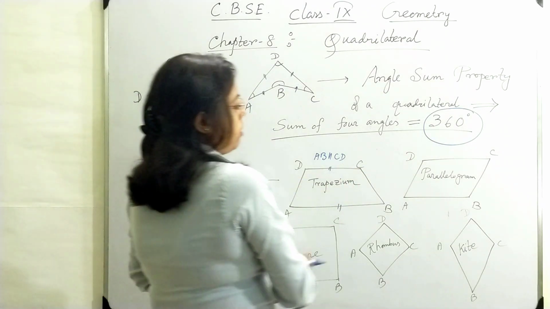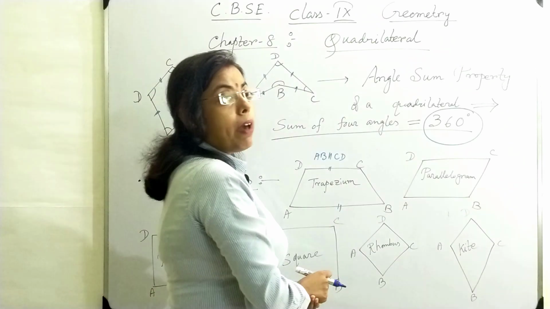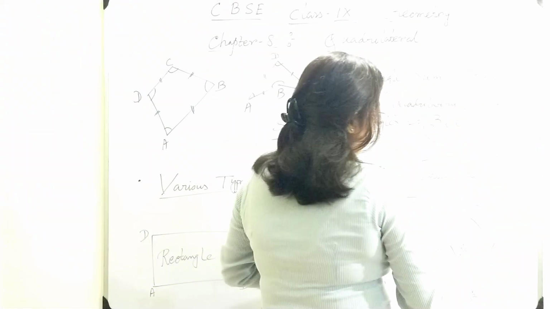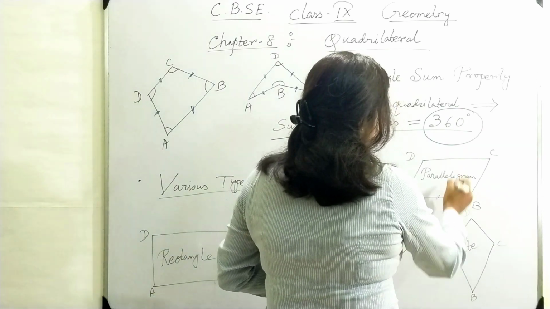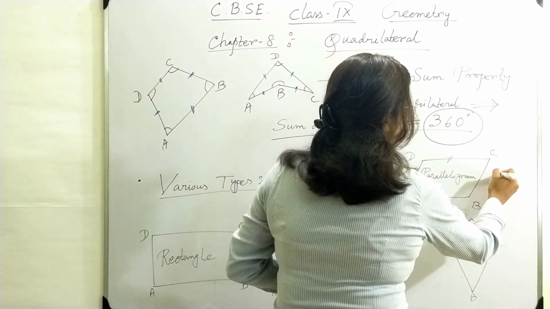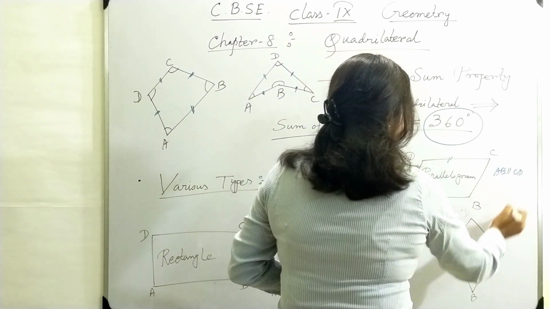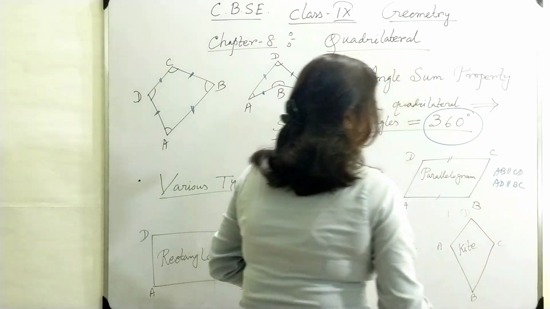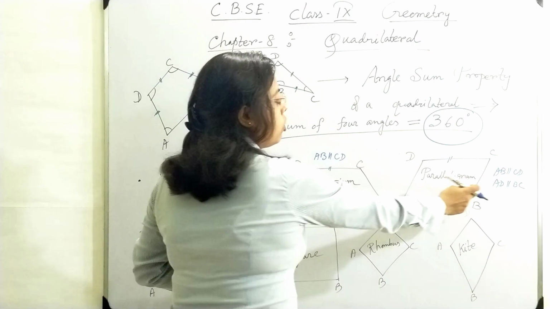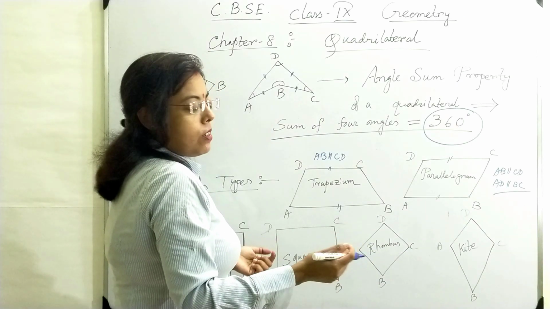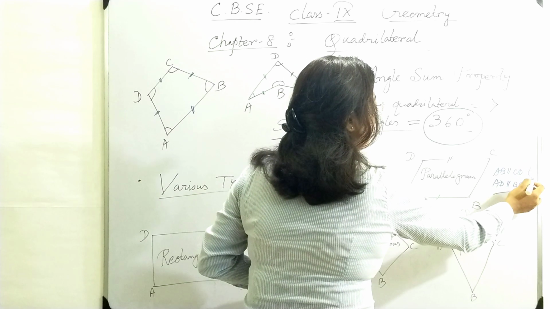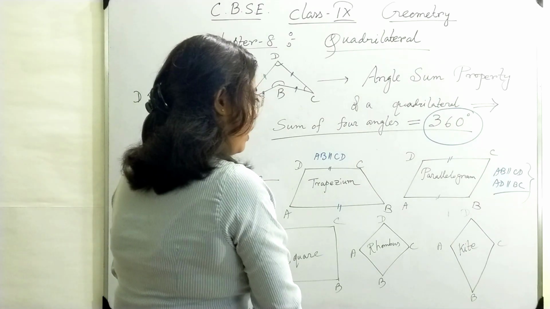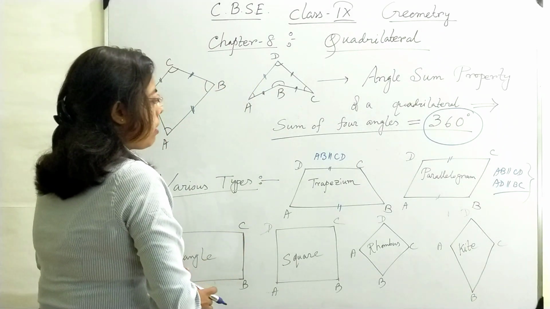Next figure, here it is. This is known as a parallelogram. What is a parallelogram? See, here side AB is parallel to CD, as well as AD is parallel to BC. This figure holds this property. We can say that any geometrical figure which has this property will be known as a parallelogram. Clear? And then comes the rectangle.